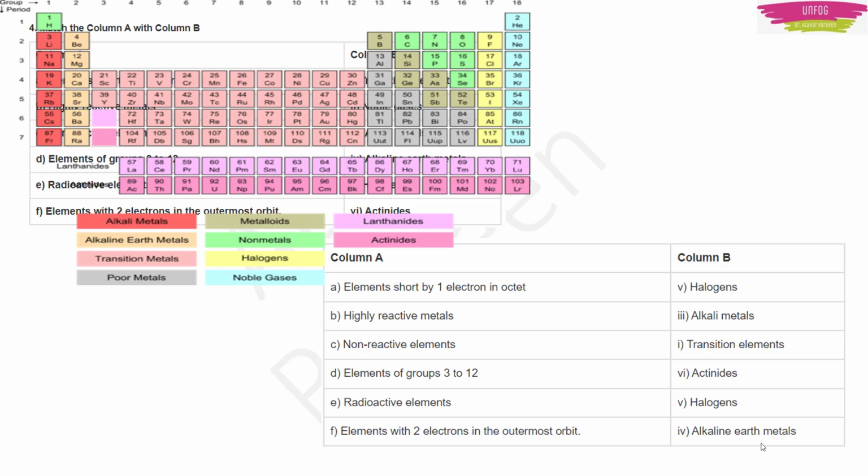Then actinides, they are elements of groups 3 to 12. Here you can see in the periodic table what are actinides, what are halogens, what are alkali metals. Just go to a periodic table picture and then you have to learn all this. Okay. Then halogens, they are radioactive elements also. And then alkaline earth metals, they are the elements with the 2 electrons in the outermost orbit. So these are the type of points which you have to learn from this chapter, periodic table.